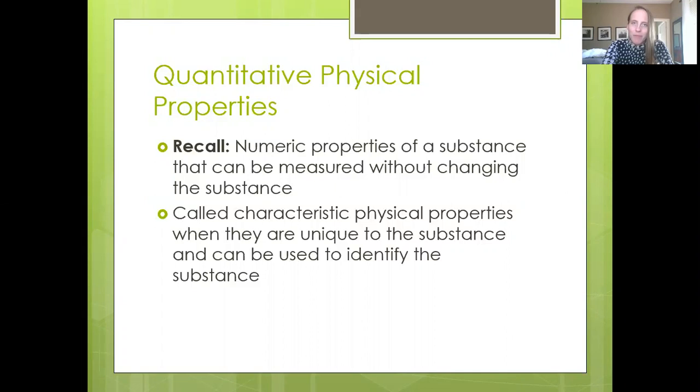So that is what makes density a characteristic physical property, because every different pure substance has its own special unique density. And if I know the density of my substance, I can tell you what that substance is. Not because I have it memorized, but there's a chart where I can look up all the different densities of different pure substances and compare them to my density to identify that pure substance.